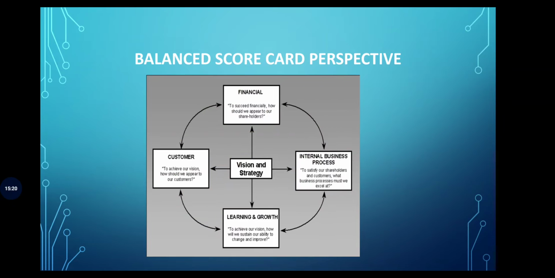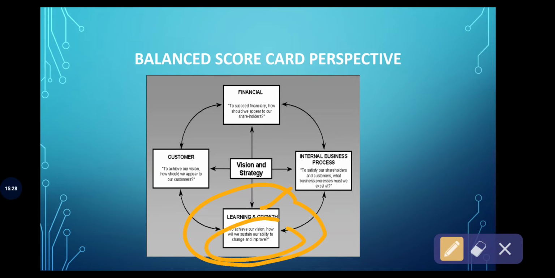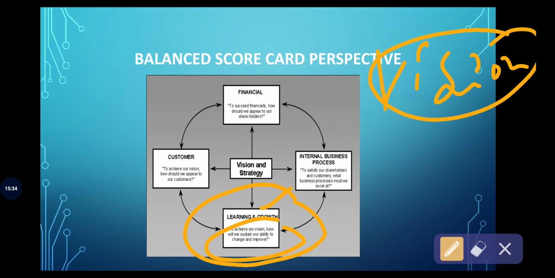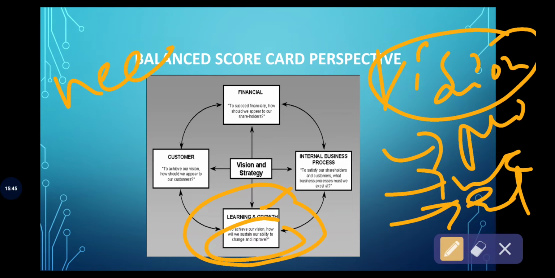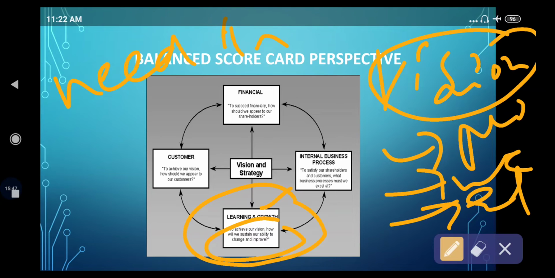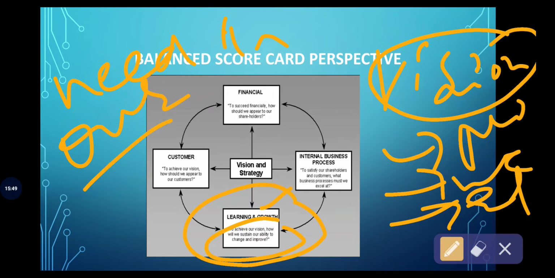Let's discuss the next one, that is learning and growth. Learning and growth asks: to achieve our vision, how will we sustain our ability to improve and change? Whatever vision we have fixed, to achieve it, how should our employees work, what skills and education must they have, and what technology must we have in our organization to achieve the vision of the organization.